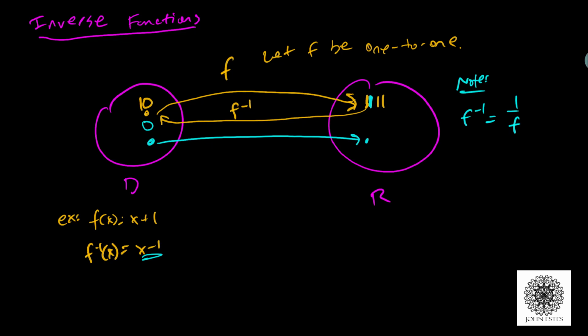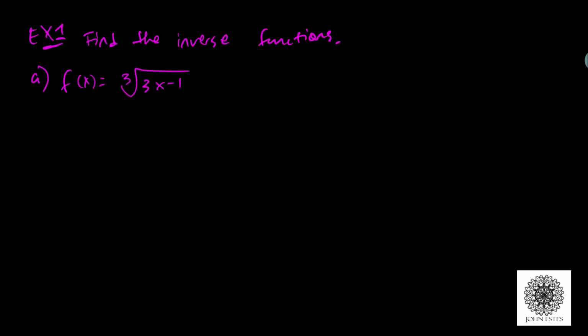So how do you find an inverse function? I'm going to go through some examples along with some steps, and I hope this makes sense. Okay, so for our first example, I want to find the inverse function of f of x equals the cube root of 3x minus 1. So in other words, I'm trying to undo the cube root of 3x minus 1, get back to where I started. So how do I do this?